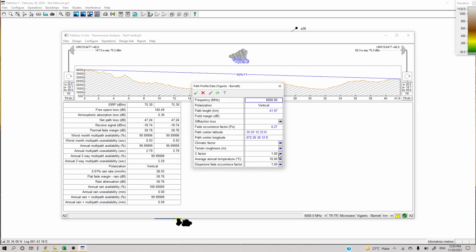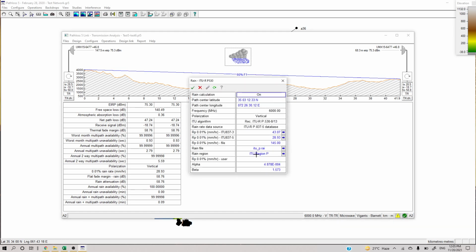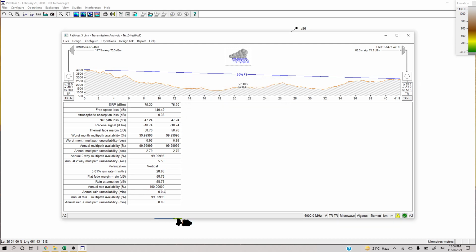The climatic factor is different. I cannot do anything because it depends on climate. But one or two, okay, there's a difference, but not a big difference. As we will see, the rain factor is again the same, ITU region P. This is also giving us a rain availability of 100%, and this also has 6 nines.